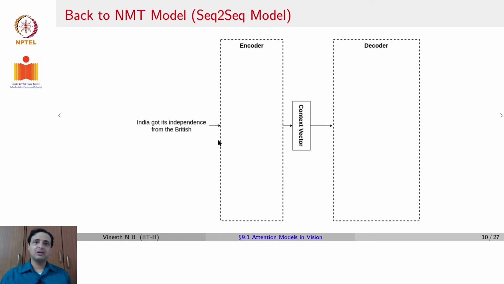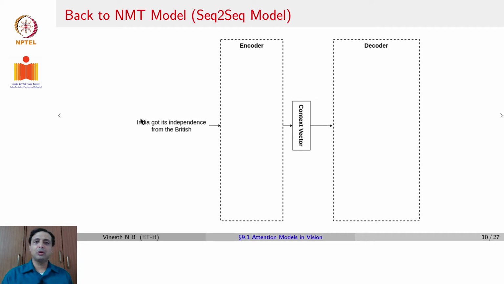Let's now come back to what we were talking about, which was one of the tasks of RNNs, which is Neural Machine Translation, or NMT. These kinds of encoder-decoder models are also called sequence-to-sequence models, especially when you have an input to be a sequence and an output also to be a sequence.